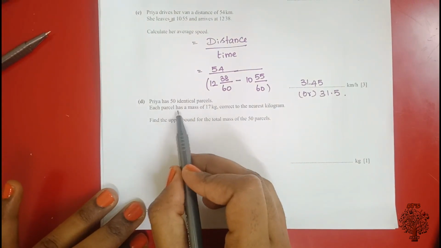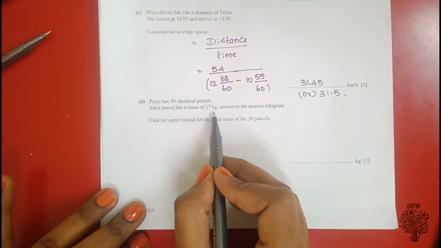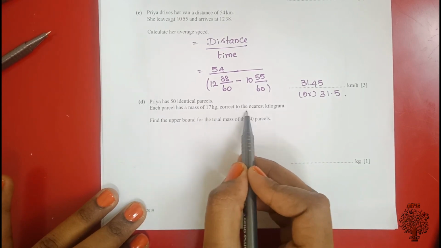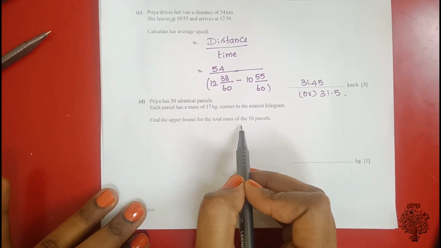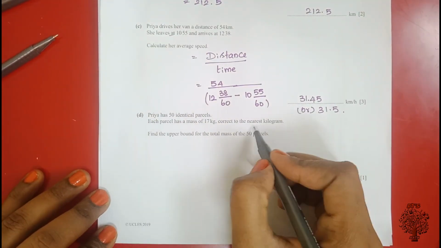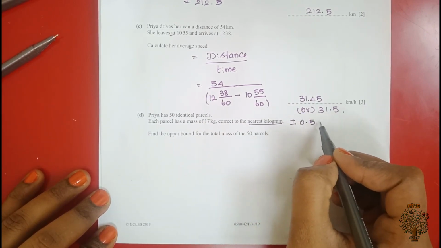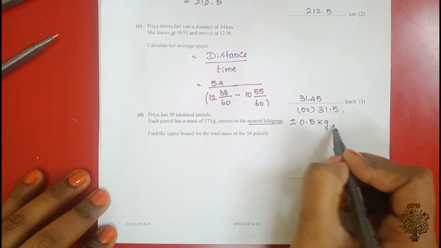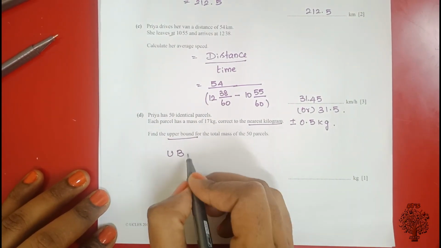Now Priya has 50 identical parcels. Each parcel has a mass of 17 kilograms, correct to the nearest kilogram. Find the upper bound for the total mass of 50 parcels. The nearest kilogram means it should be plus or minus 0.5 kilograms. We need the upper bound for the total mass.